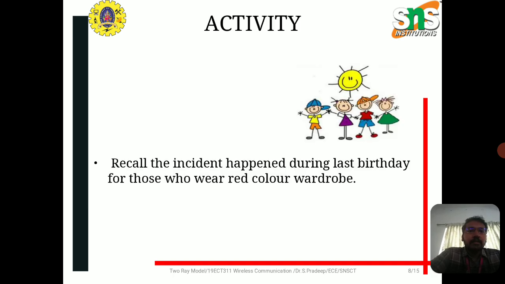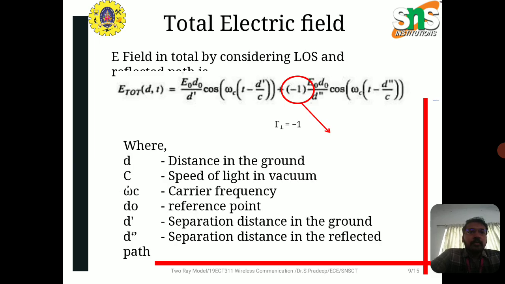Activity. The total electric field is given by E total equal to E line of sight plus E reflected path. In this equation, the minus 1 is the reflection coefficient.